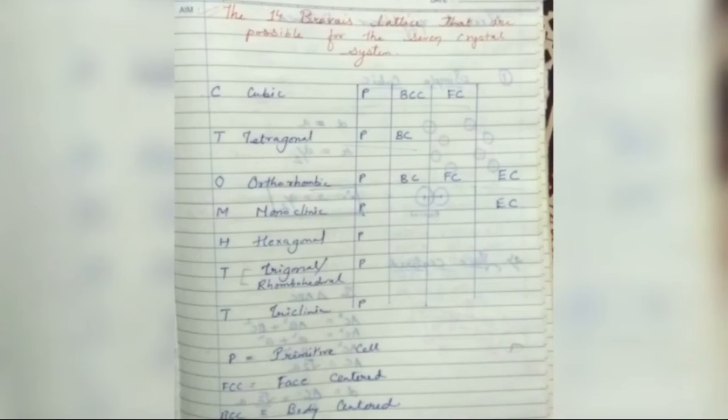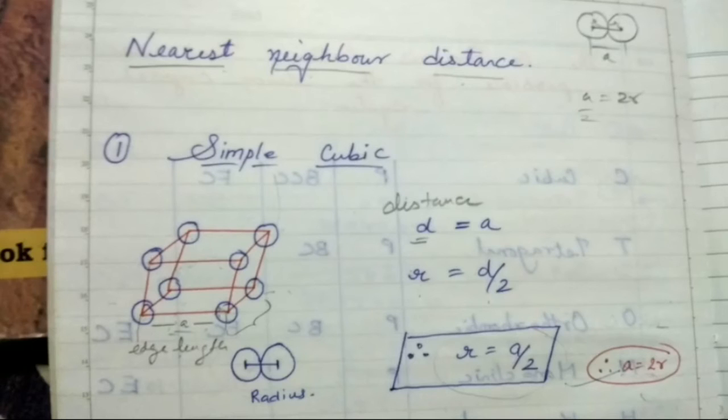Next, if we talk about the 14 Bravais lattices, dear student, your P, that is primitive, BCC, that is body-centered, FC, that is face-centered, and EC, that is your end-centered. So which is showing which type of the lattice? I have given it over here, you can refer to it well. Next, nearest neighbor distance, very important one.